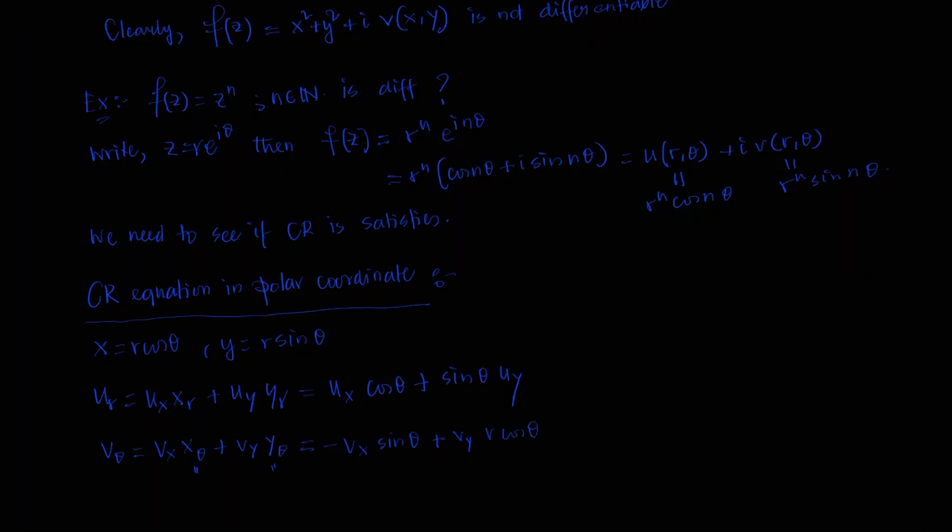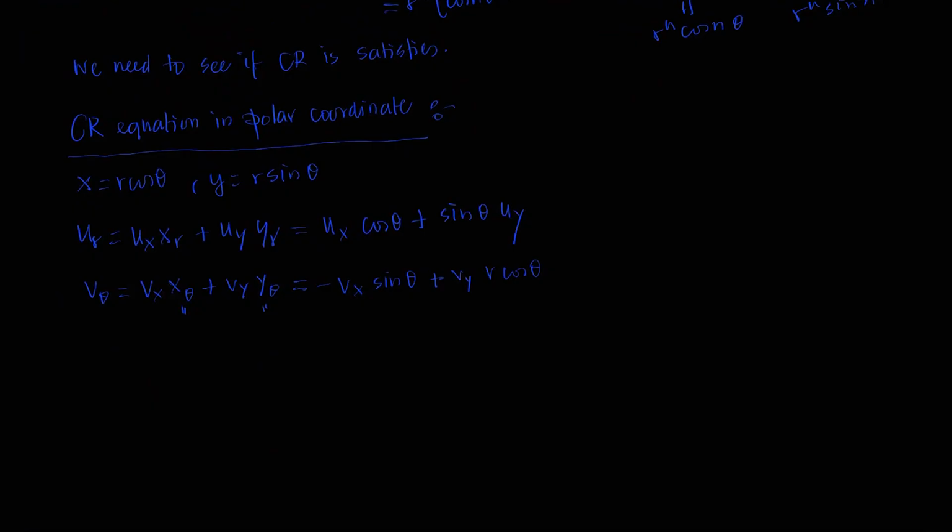I hope I'm doing the calculation correctly. Yes, I think x theta is minus r sine theta. Fine. Did I miss r somewhere? This is r. This is fine now. Okay, so you see, if you write it properly, this is nothing but r times minus vx.